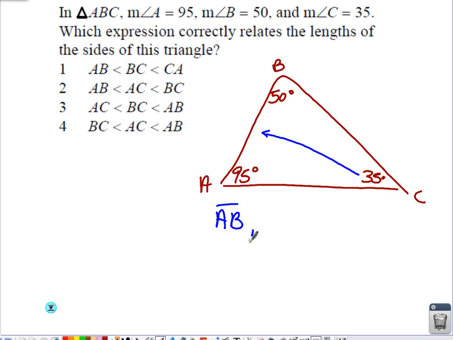What's going to be the next smallest side, Matt? AC, and that leaves BC for the largest side. Smallest side is across from the smallest angle, the biggest side across from the biggest angle. So putting those in order, AB is the smallest, so AB is less than AC, and AC is less than BC.